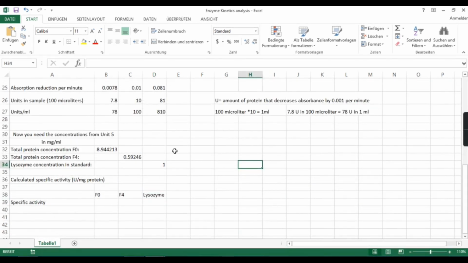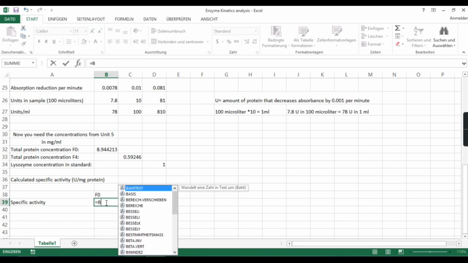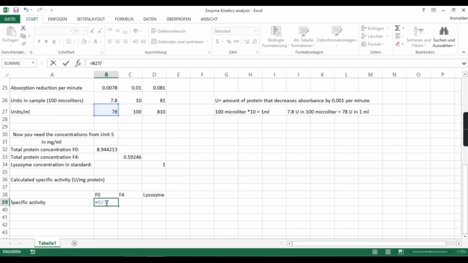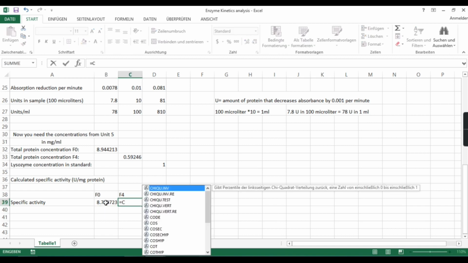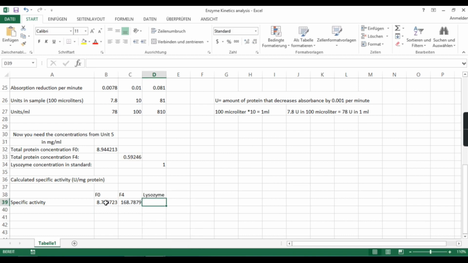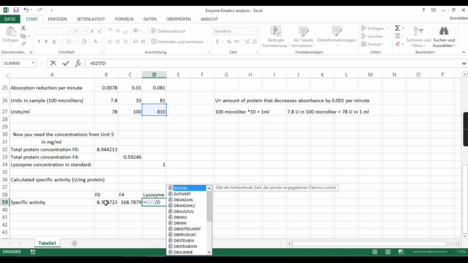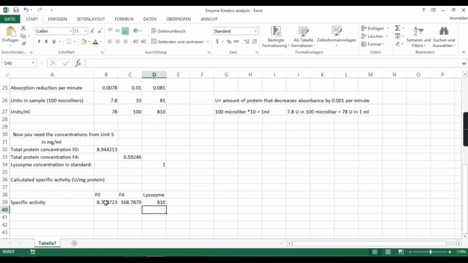When you scroll down a bit again, you see I prepared again kind of a table. There I inserted our values from unit 5 for the total protein concentration of each of the 3 samples. Because for the specific activity we have to divide the units per milliliter by the total concentration we measured in unit 5. So what you can see here is I divide the value we have at the end, units per milliliter, by the concentration we measured in unit 5. And this is the specific activity, which you have now figured out for lysozyme.